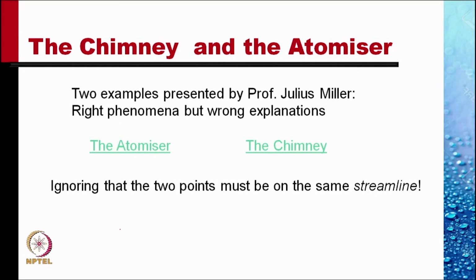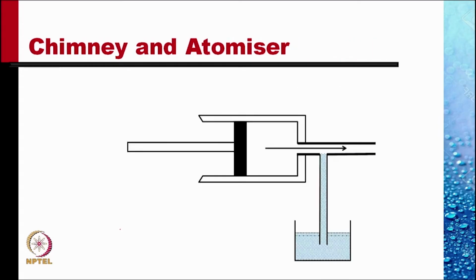Both these examples make the mistake that for Bernoulli equations to be true between 2 points, the total energy at the 2 points must be the same. The 2 points must be on the same streamline. Let's simplify the picture. We have a flow in an atomizer taking place like this.